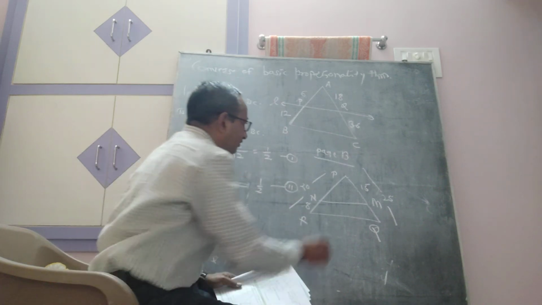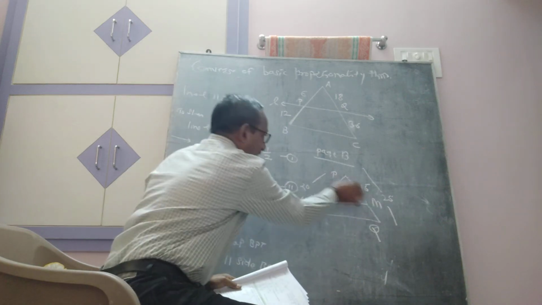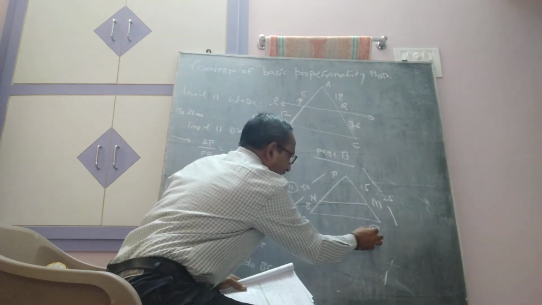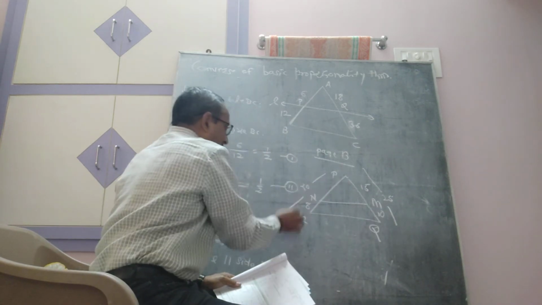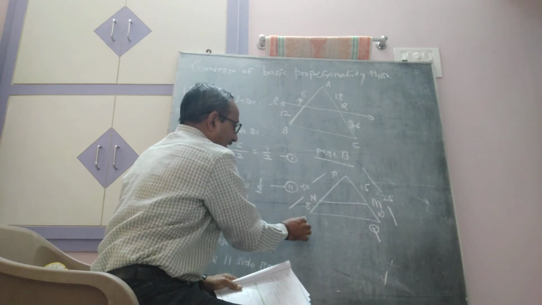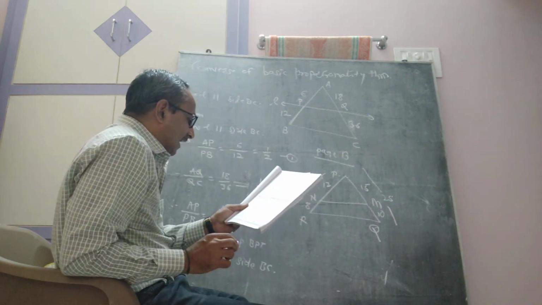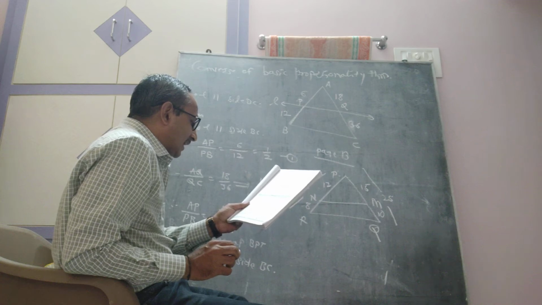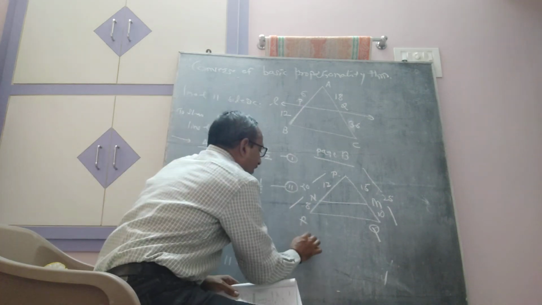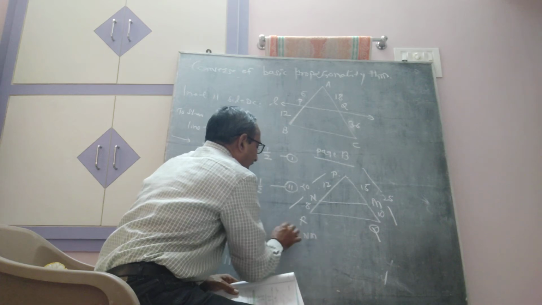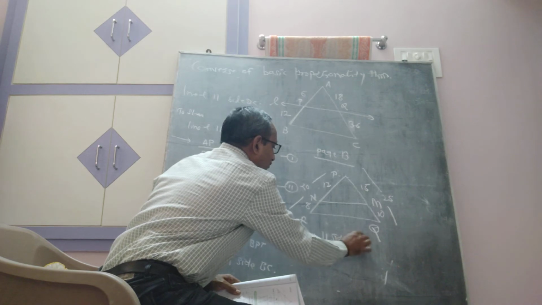So if PQ is 25 and PM is 15, then obviously MQ is 10. If PR is 20 and NR is 8, then PN is 12. So we have to state whether line NM is parallel to side RQ.